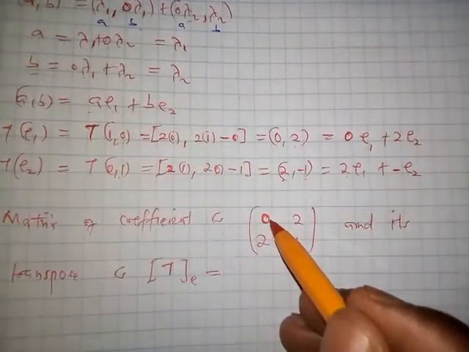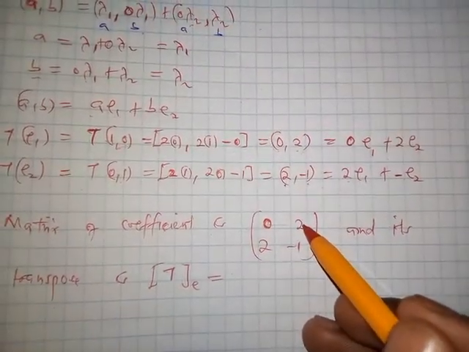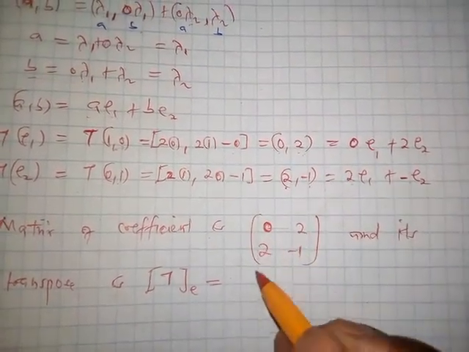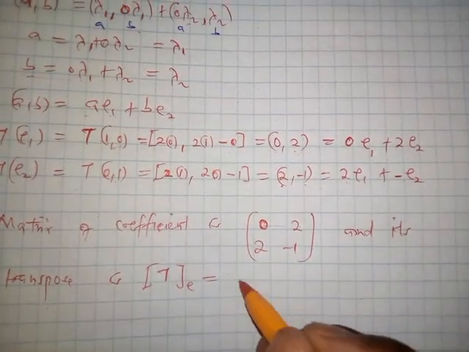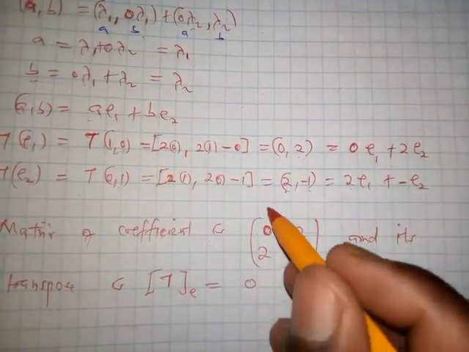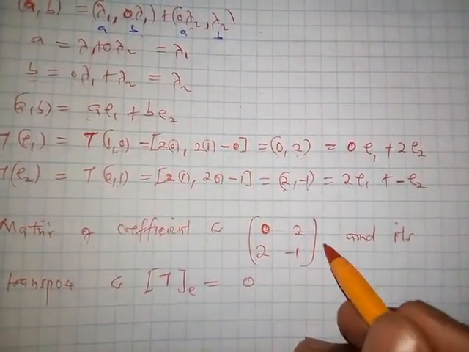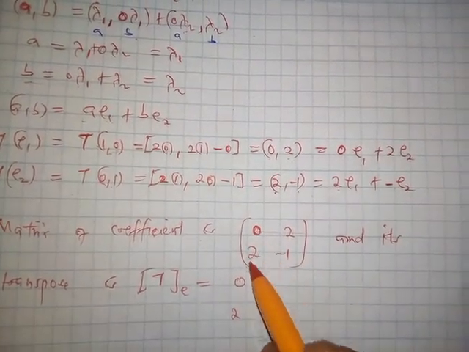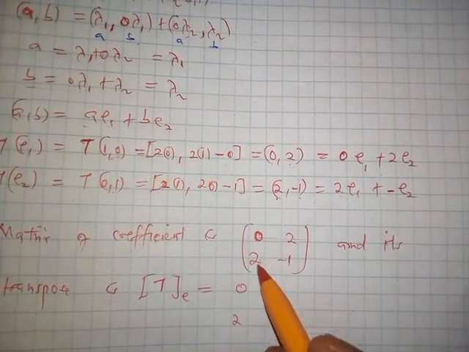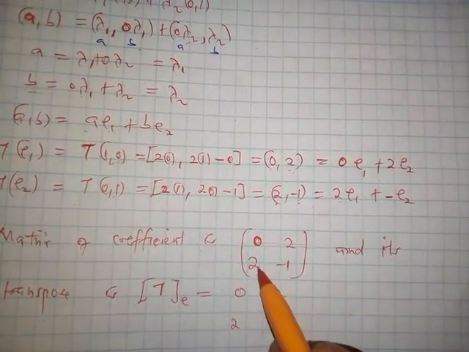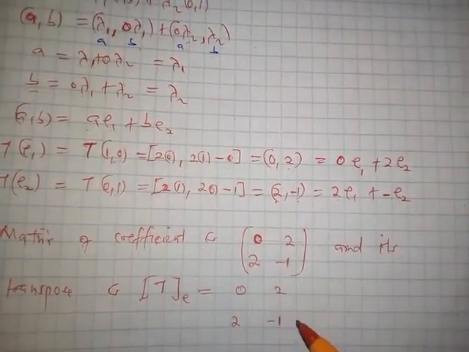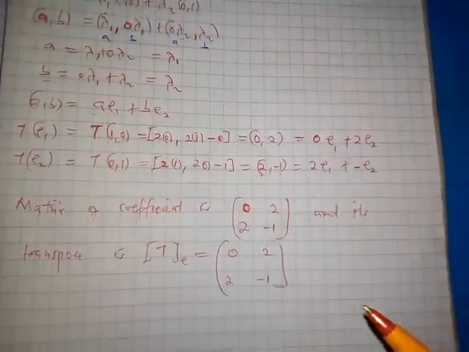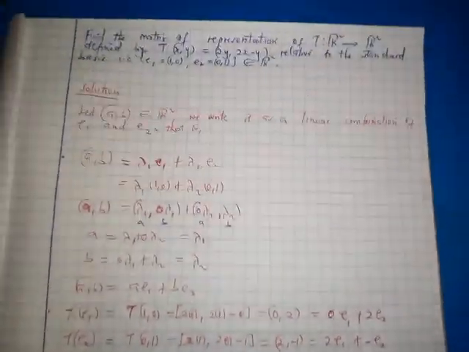So this is the first row, this will become the first column. Since 0, 2 is the first row, it becomes the first column: 0, 2. Then the second row will become the second column, so these two we write here, and that becomes the transpose. Up to there you have solved the problem.